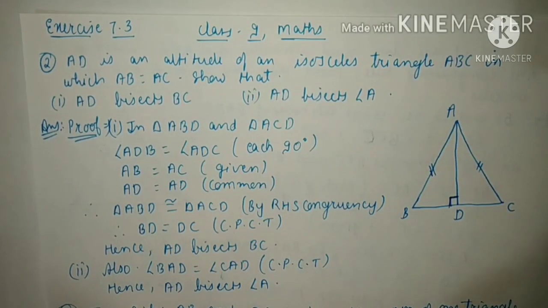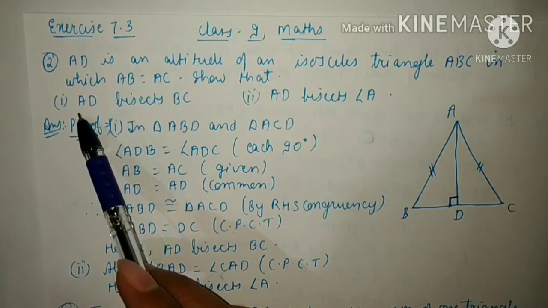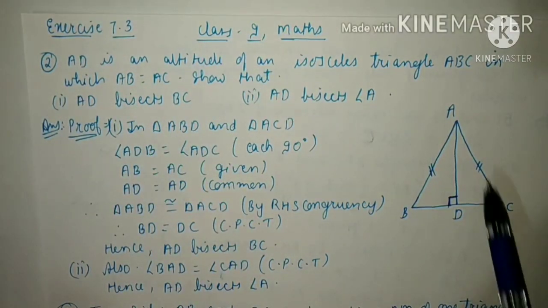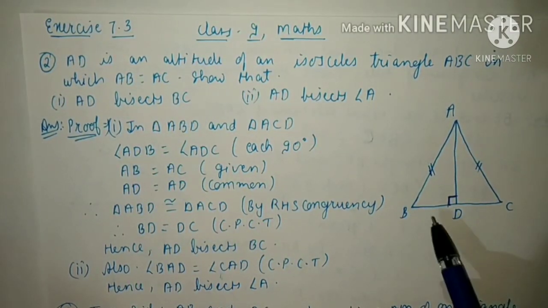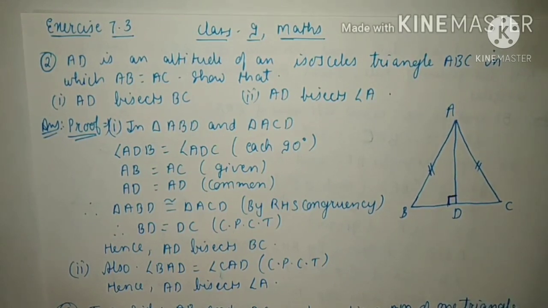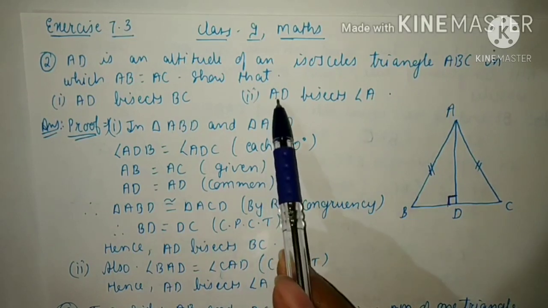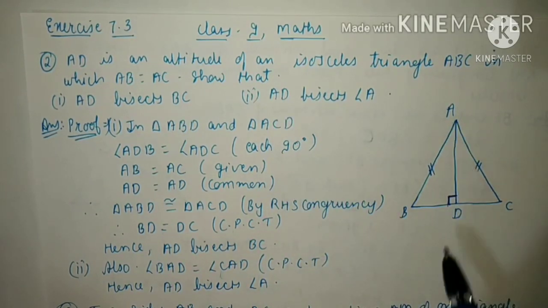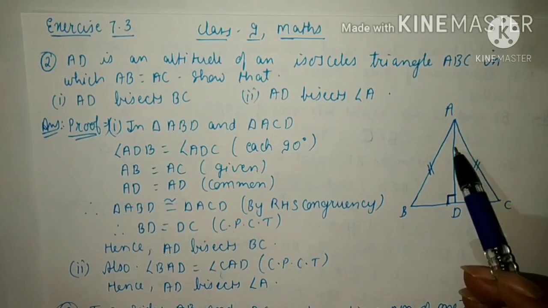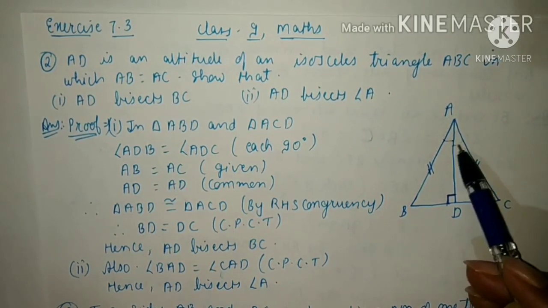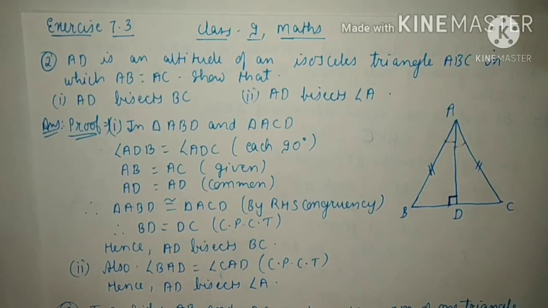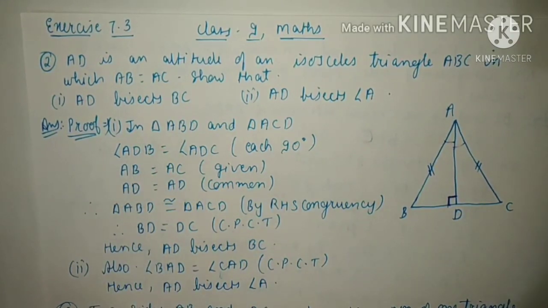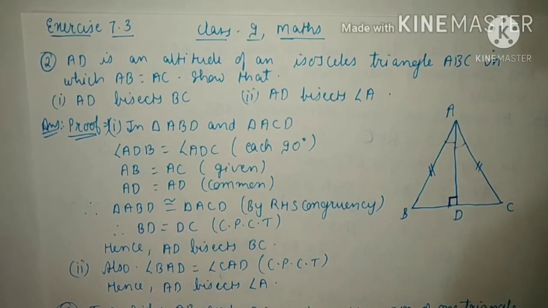Okay, now what do we have to prove? We have to prove that AD bisects BC. AD bisects BC, that means we have to prove this part equal to this part, that is BD equal to DC. Next is AD bisects angle A. So we have to prove this angle equal to this angle. Now first you will write what is given to us, then you will write what to prove, then you will start the proof. So let's see the proof of the first part.